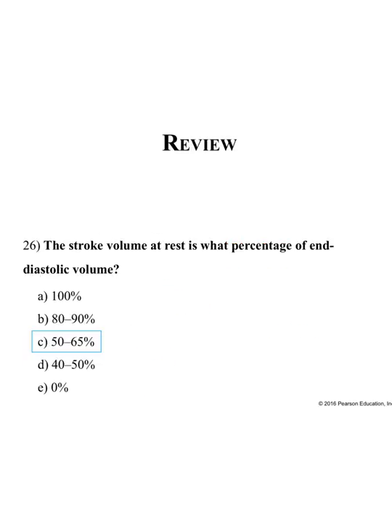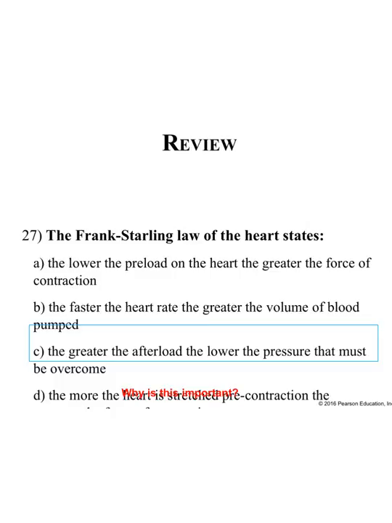Stroke volume at rest is what percentage of the end diastolic volume? That's 50 to 65%. Again, you want your body to have a great ability to increase during sympathetic responses. The Frank-Starling law of the heart has to do with, looks like this got messed up a little bit. It should be, the Frank-Starling law has to do with the more the heart is stretched pre-contraction, so basically the greater the preload, the greater the contractility, the greater the ability to force blood through the cardiovascular system.